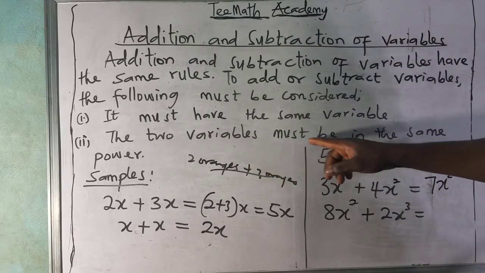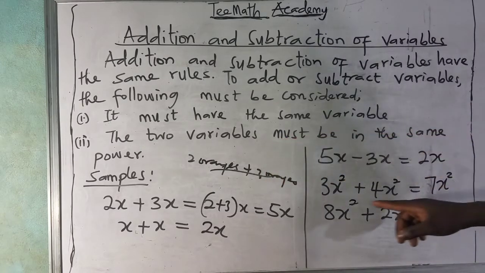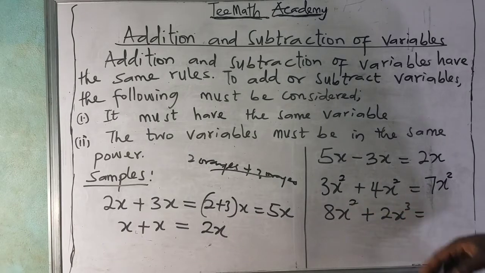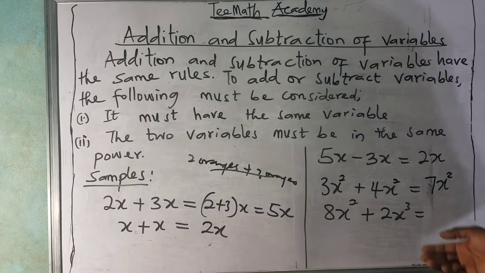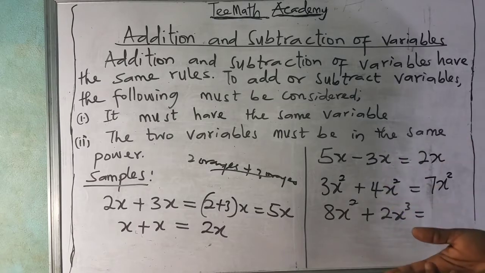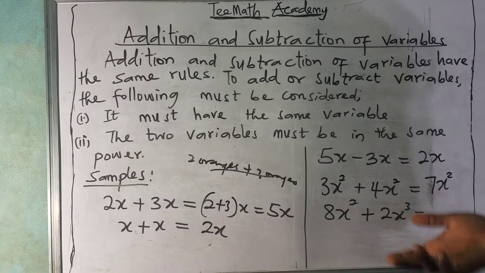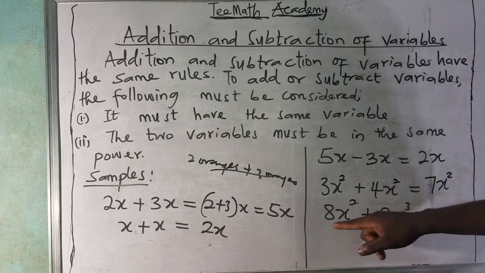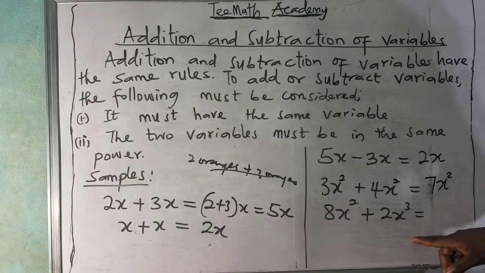Take a look at this law. It must be in the same power. But this is 2 and this is 3. That is different power. Then what do you do here when they are not of the same power? You cannot do anything. So your answer is going to be that you repeat it. There is nothing you can do.